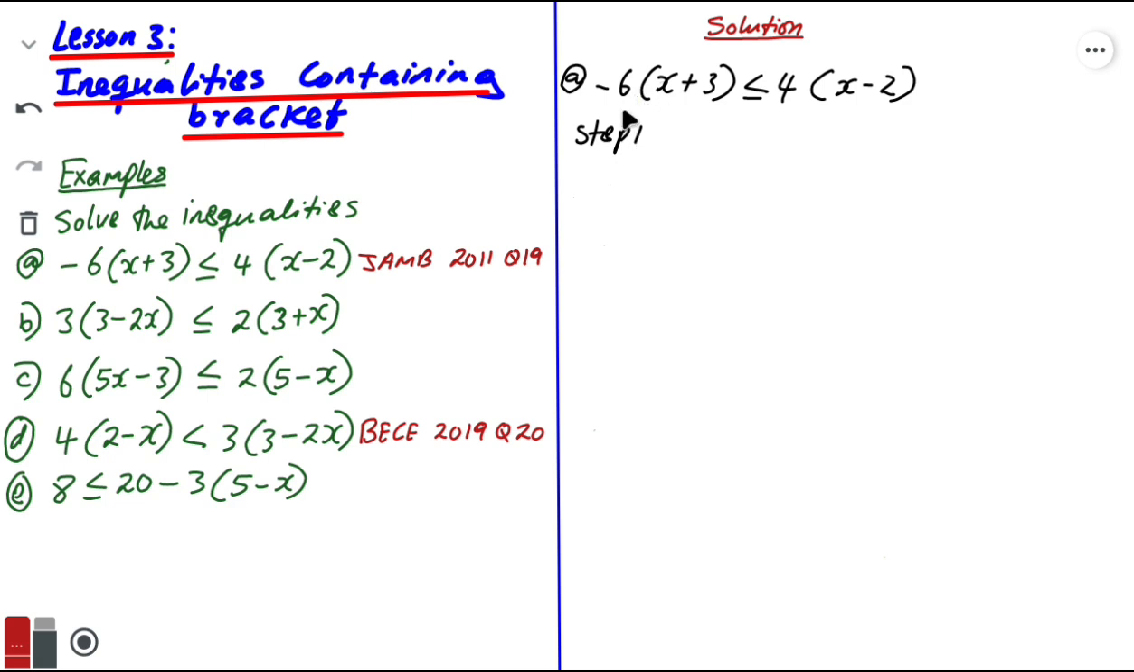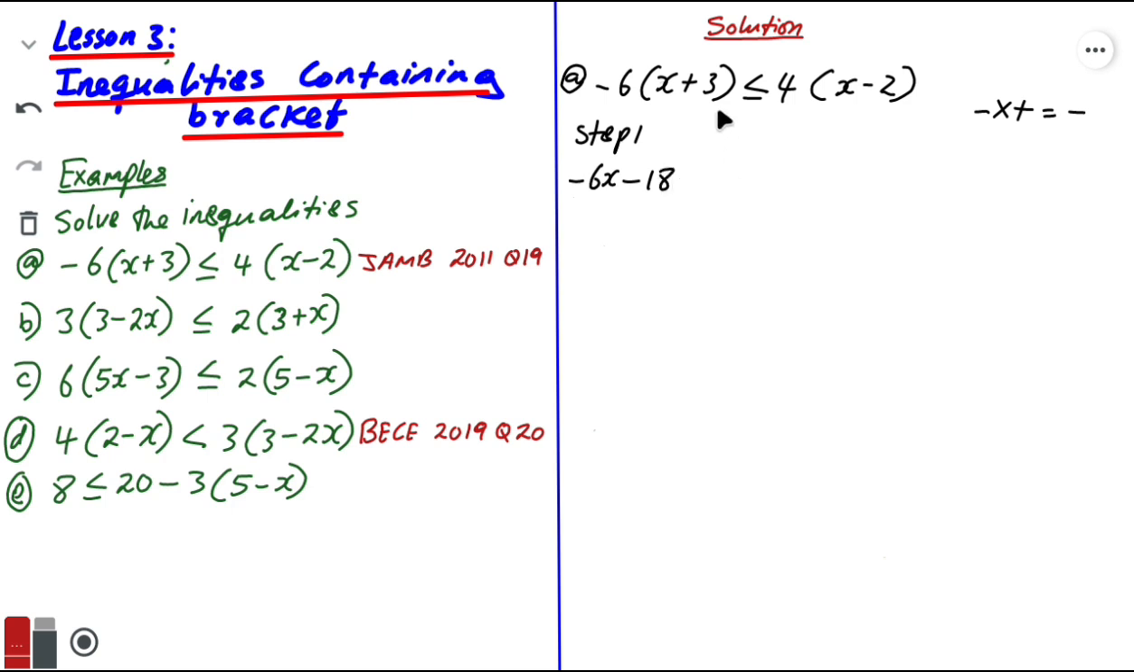And to open the bracket, we're going to consider the number outside the bracket. So we say minus 6 times x is going to give me minus 6x. The next thing is minus 6 times plus 3. Don't forget, minus times plus is going to give you minus. Minus times plus give us what? Minus. So minus 6 times plus 3 is going to give us minus 18.